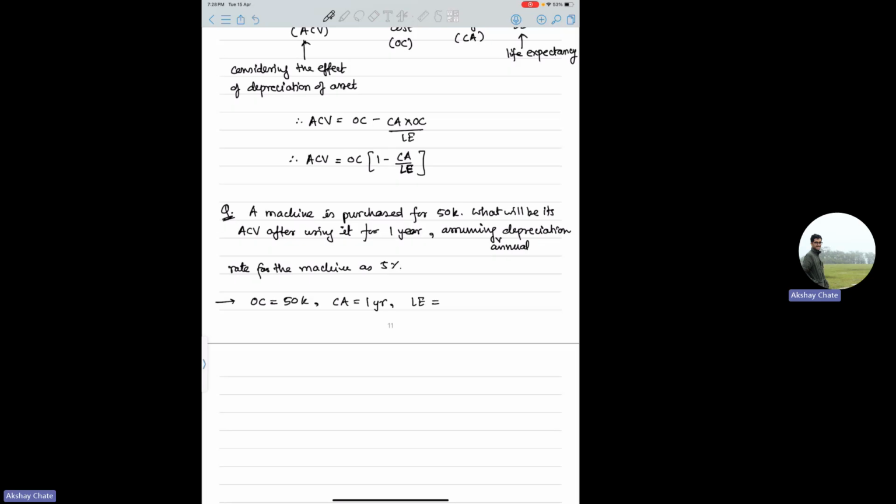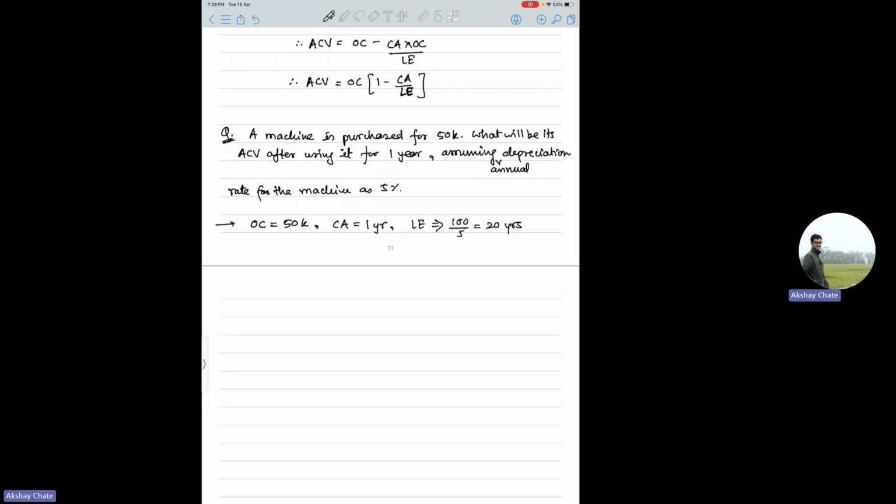So how do you calculate life expectancy? The asset is depreciating at 5% every year, so life expectancy comes out to be 100 by 5, because it will be completely depreciated after 20 years. Every year it is depreciating by 5%, so we assume the life of that machine to be 20 years. Then you can calculate ACV as 50K into 1 minus 1 by 20, which is 50K into 19 by 20.